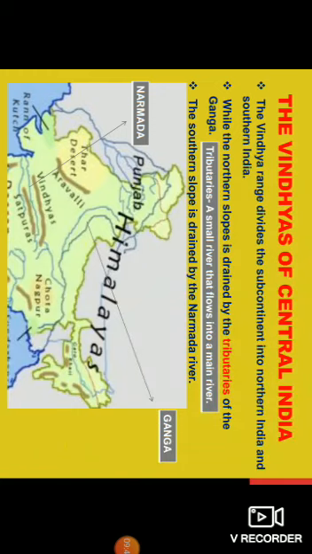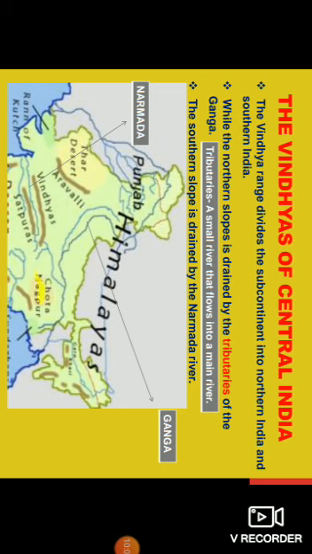The Vindhya of central India. This is the Vindhya range. It divides the subcontinent into northern India and southern India. So first we will talk about the northern slopes. The northern slope is drained by the tributaries of Ganga. See, this is the Ganga river.